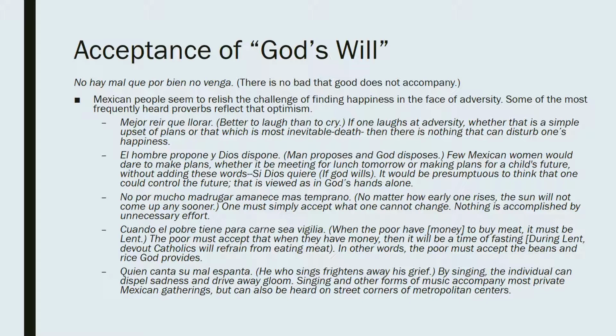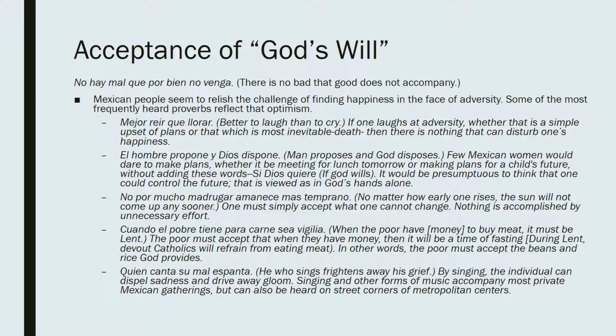Man proposes and God disposes. Few Mexican women would dare to make plans, whether it be a meeting for lunch tomorrow or making plans for a child's future, without adding these words, if God wills, si Dios quiere. It would be presumptuous to think that one could control the future, and it is viewed as being in God's hands alone.